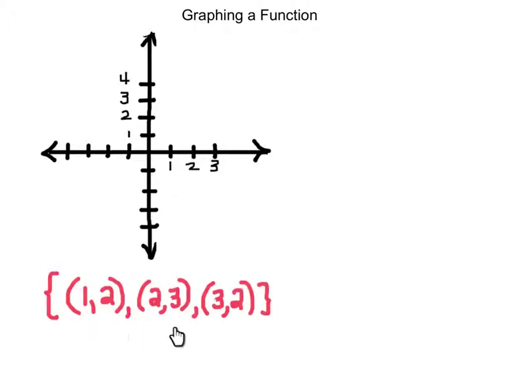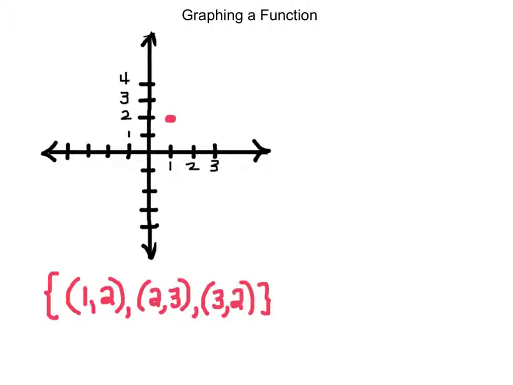Below, in red, we have a function. This function consists of 3 points, or 3 ordered pairs. The first point is when x is 1, y is 2. That's this point here. X is 1, y is 2.